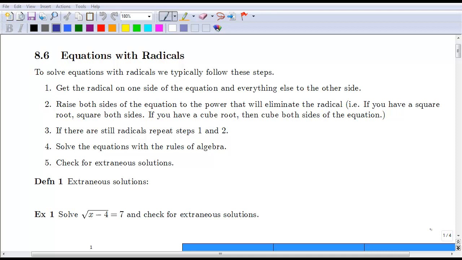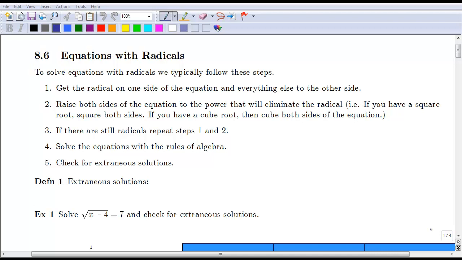This video covers section 8.6 from the textbook, which deals with equations involving radicals. Now, anytime you're trying to solve an equation that involves a radical, we need to follow the following steps.